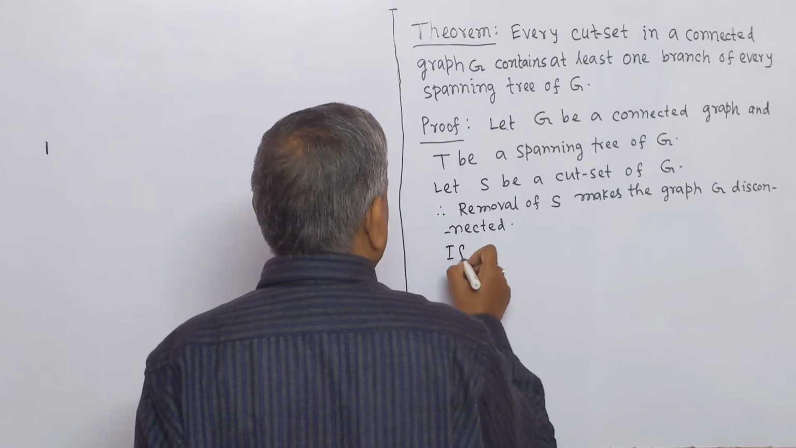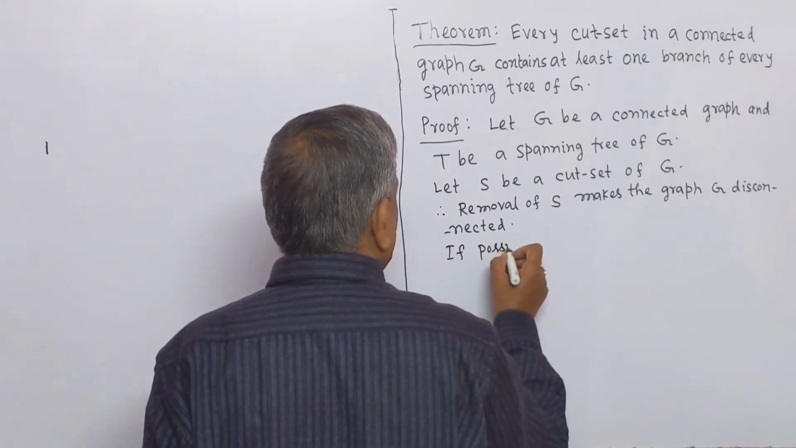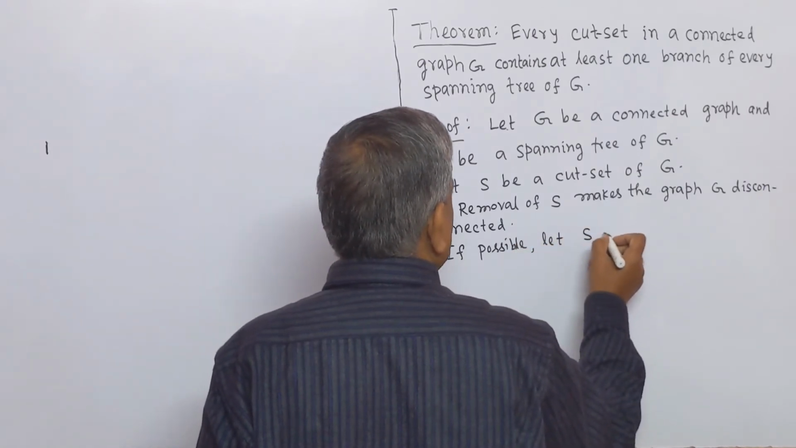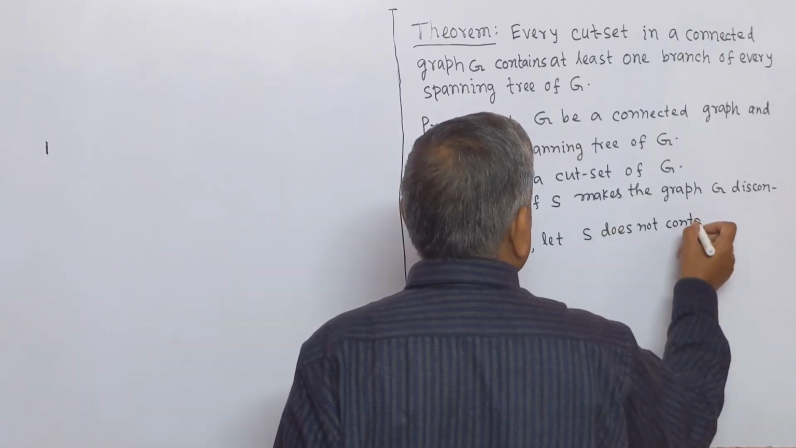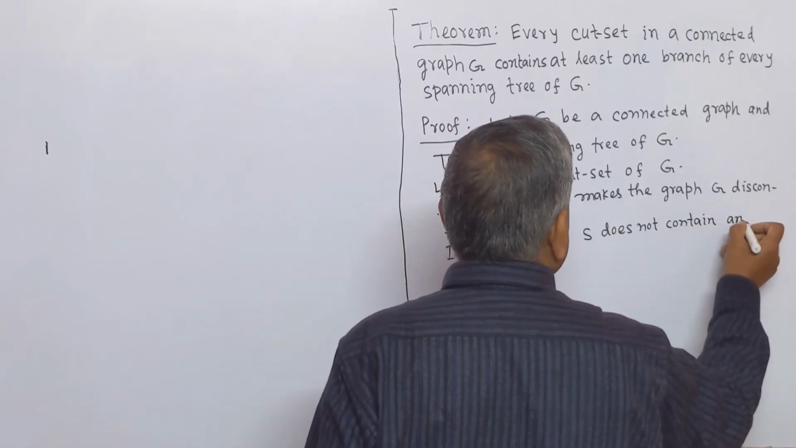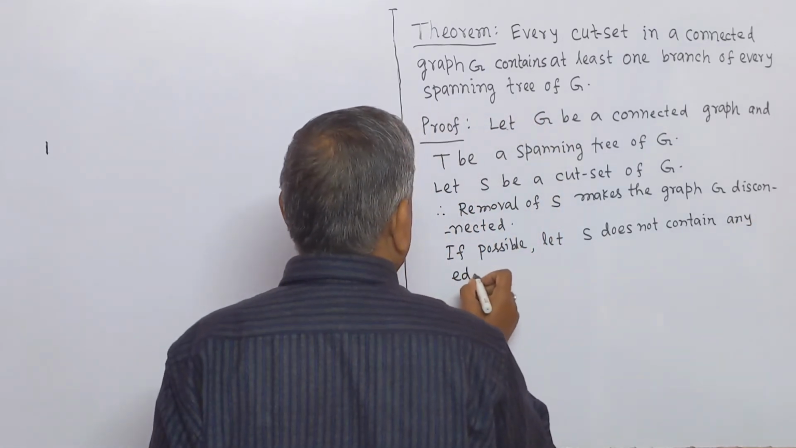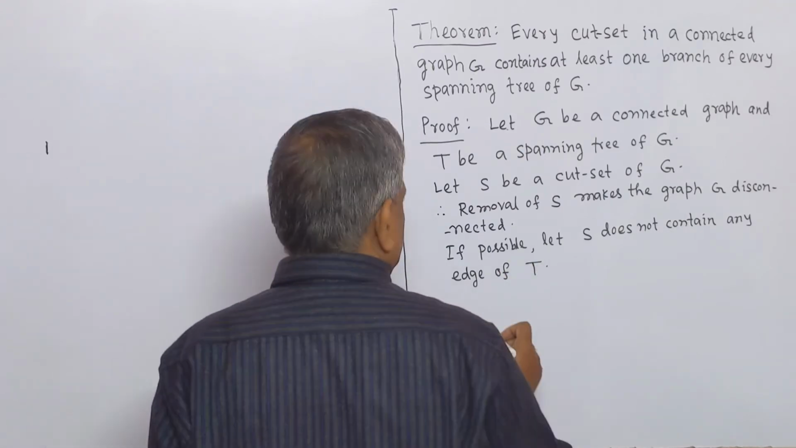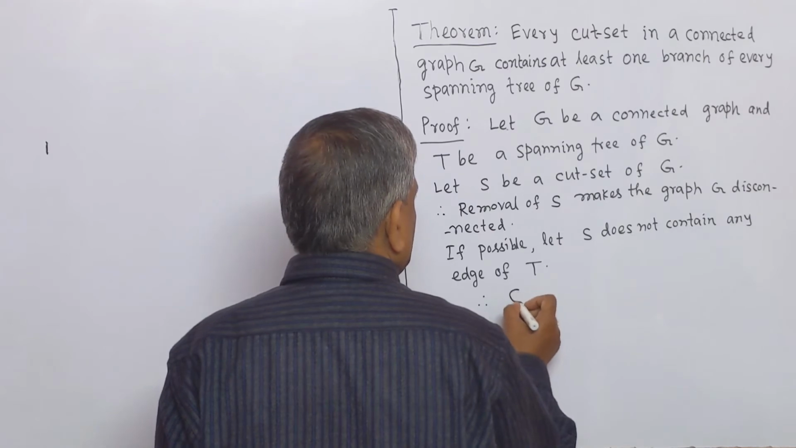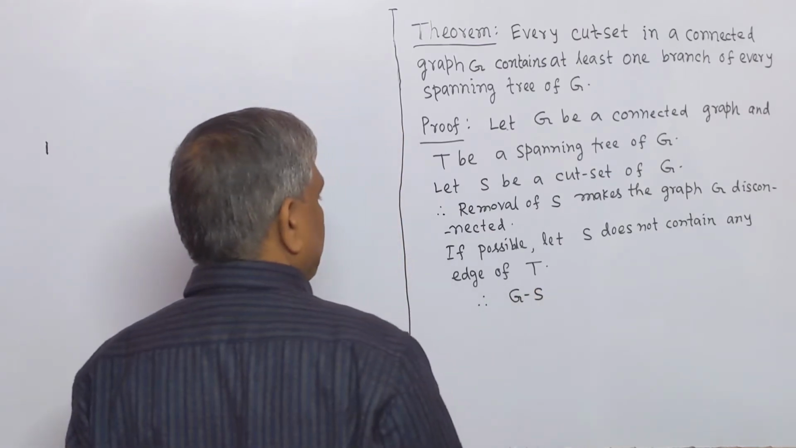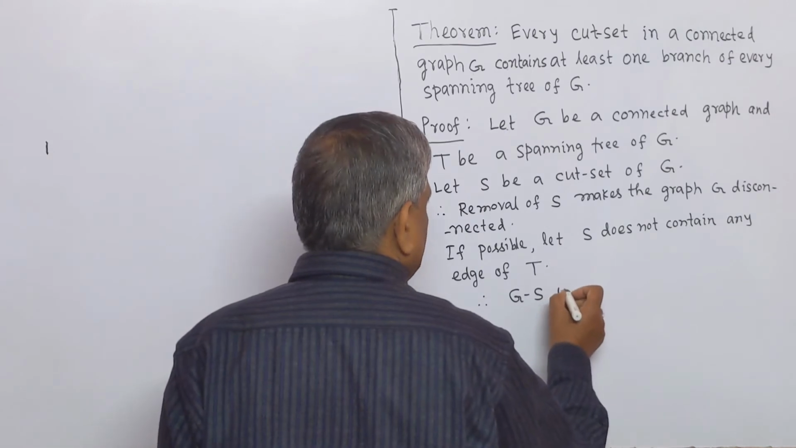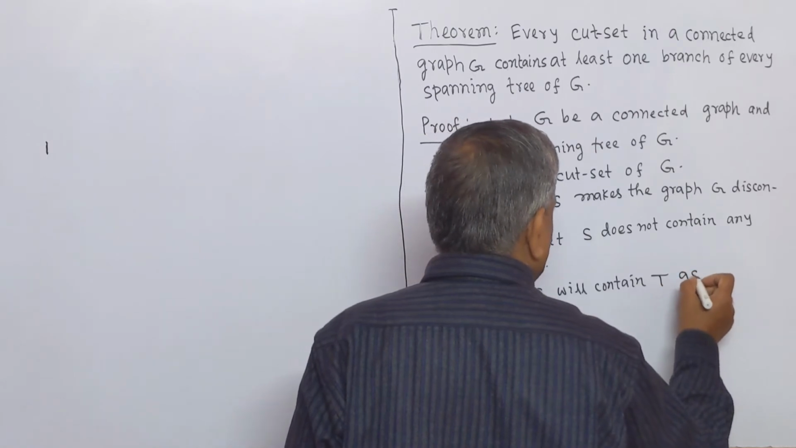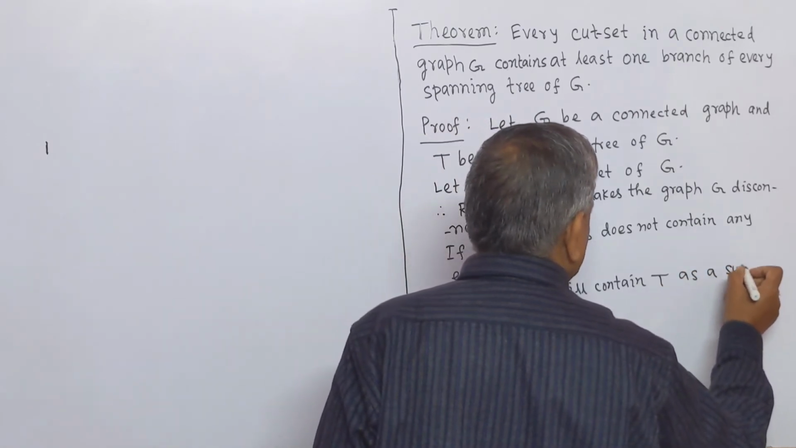If possible, let S not contain any edge of T. Therefore, G minus S will contain T as a subgraph.